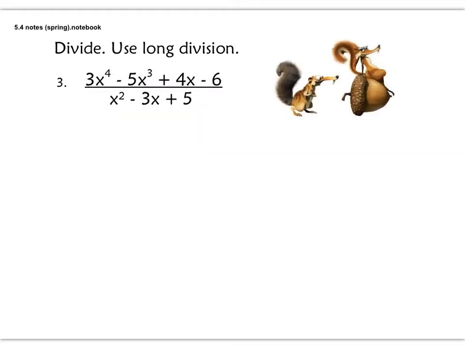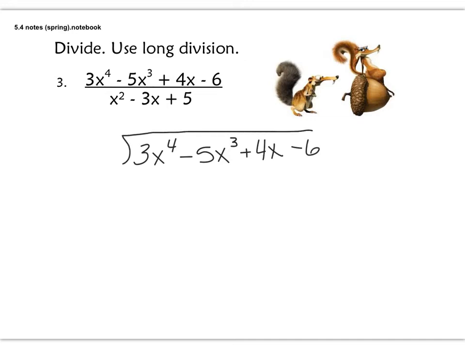All right, so moving on, number 3. Now, notice this one's written as a fraction. Don't panic. Fractions, remember, just mean divide. So we have 3x to the 4th minus 5x cubed plus 4x minus 6, and all of that is being divided by x squared minus 3x plus 5. Now notice this time we're dividing by 3 terms instead of 2. That's okay. We're going to still treat it the same way. We just have more things to distribute to.